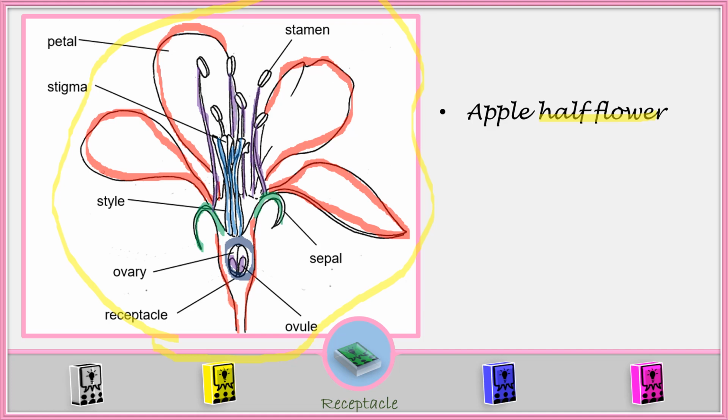Now on top of the filament, you are going to see the anther head, which is bilobed. They are cut into two. We see the anther heads attached on top of the filament. Those are our anther heads. Now, this is our flower of the apple. So it is made up of those different parts.